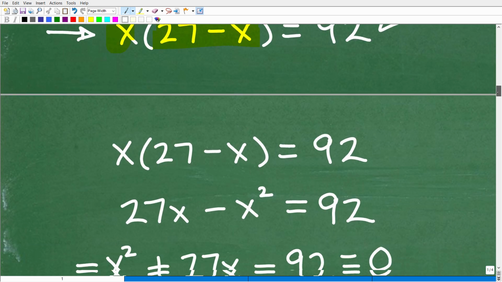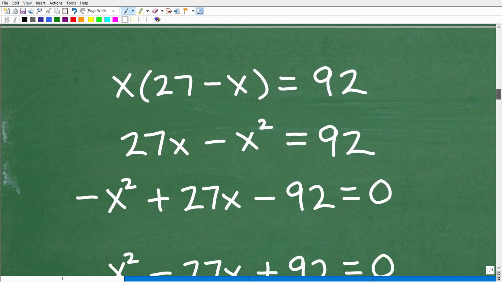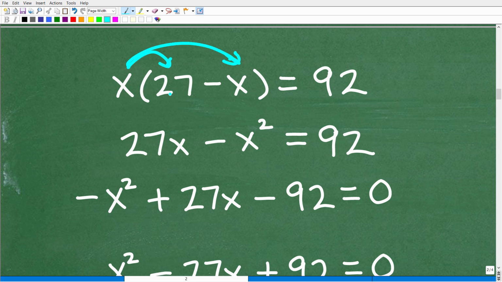All right, so let's go ahead and get started on the algebra now. What we have here is a quadratic equation. The first thing we need to do is distribute this x. So x times 27 is 27x. x times this negative x is negative x squared. That's equal to 92. Here, again, the highest power of this polynomial is x squared. So we have a quadratic equation.